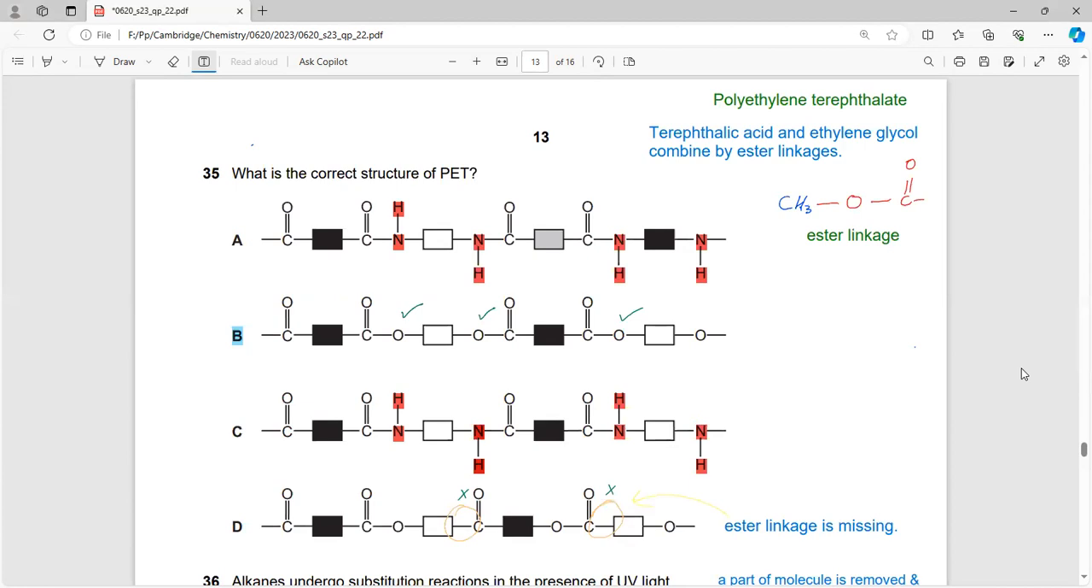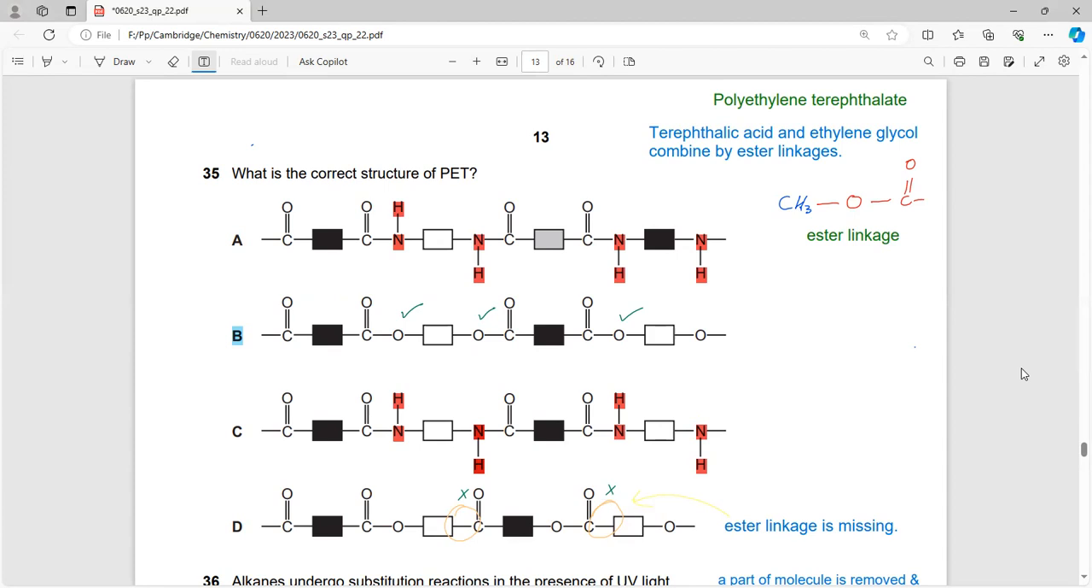What is the correct structure of PET? That is polyethylene terephthalate. This polyethylene terephthalate is our polymer molecule, and we make different types of plastic from it. It is formed by terephthalic acid with ethylene glycol.